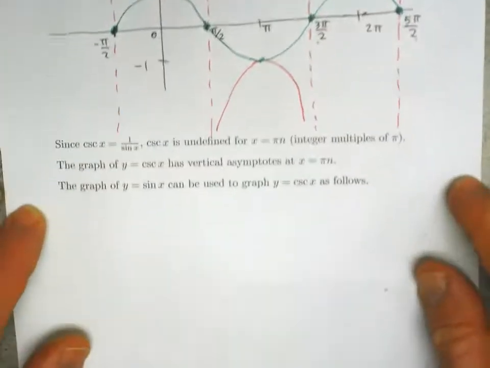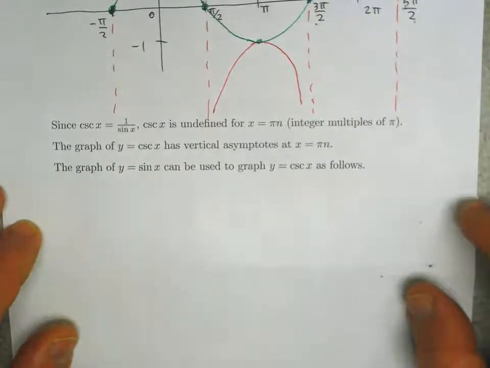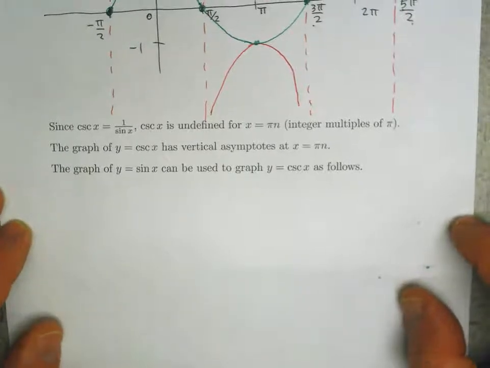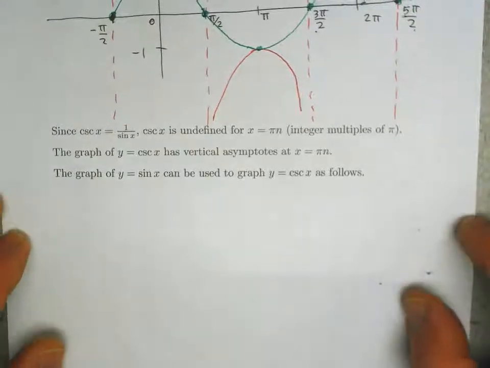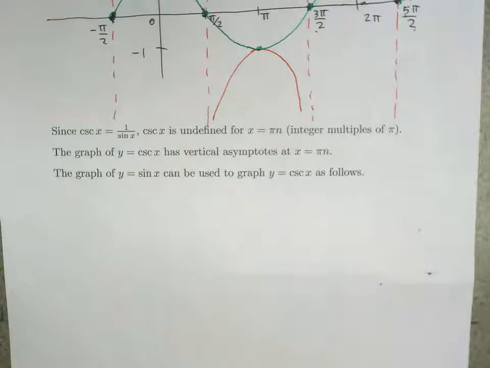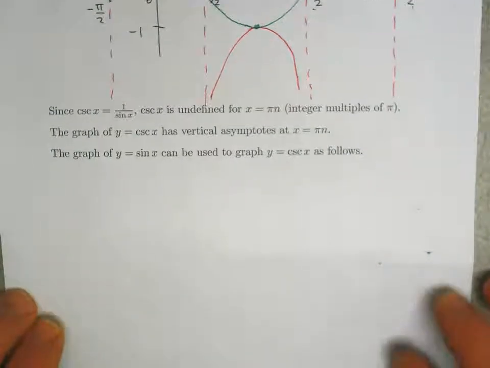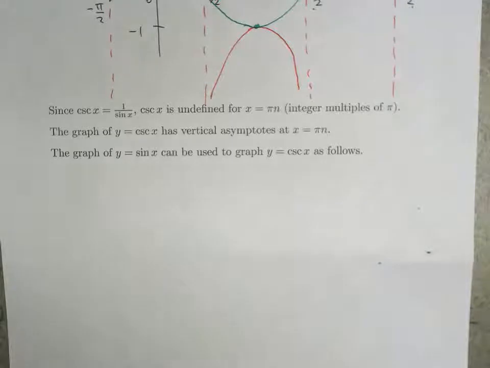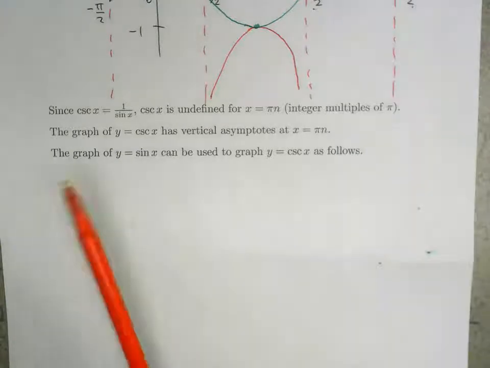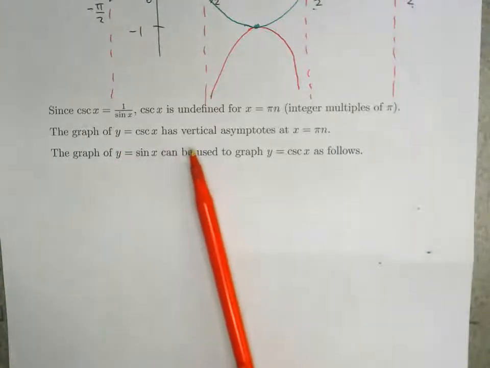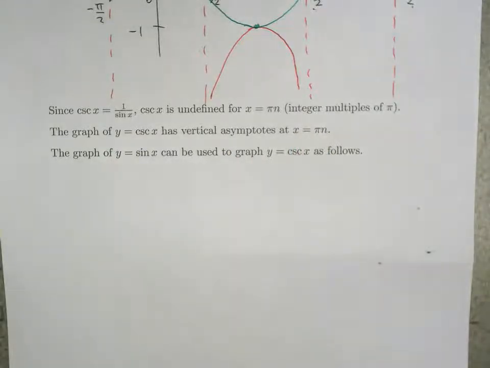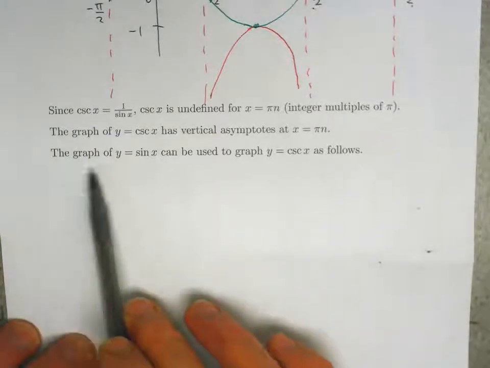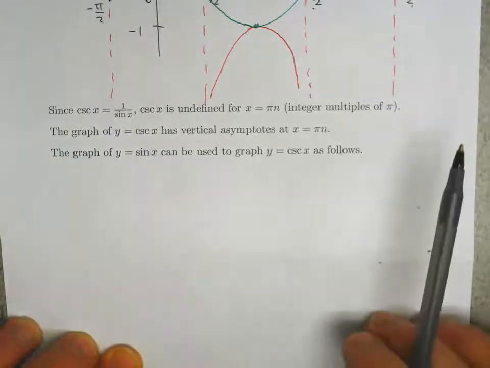Okay, so we'll go through the same kind of thing with graphing the cosecant of x function. Since cosecant of x equals 1 divided by sine of x, cosecant of x is undefined for integer multiples of pi. So the graph of y equals cosecant of x has vertical asymptotes at integer multiples of pi. And then the graph of y equals sine of x can be used to graph y equals cosecant of x.